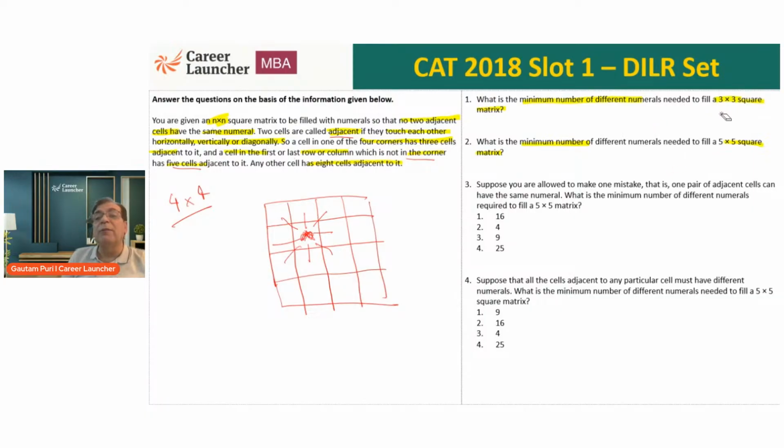There's a very beautifully worded thing. In fact, deliberately, I would say that the setter would have given the 3 by 3 square matrix question first, so that you can understand the logic and apply it in 5 by 5. Okay. So, two questions, both are theta.